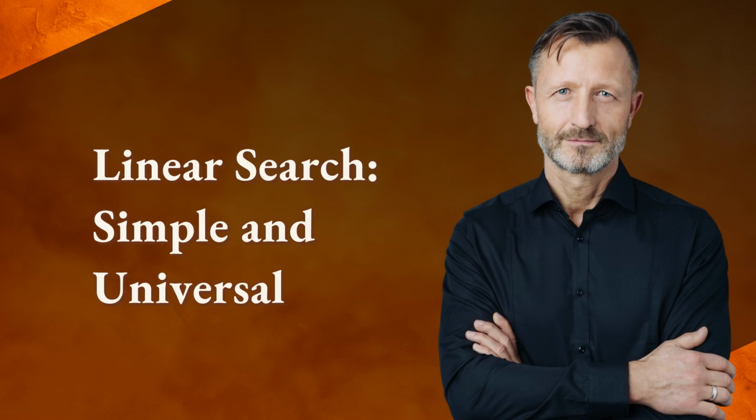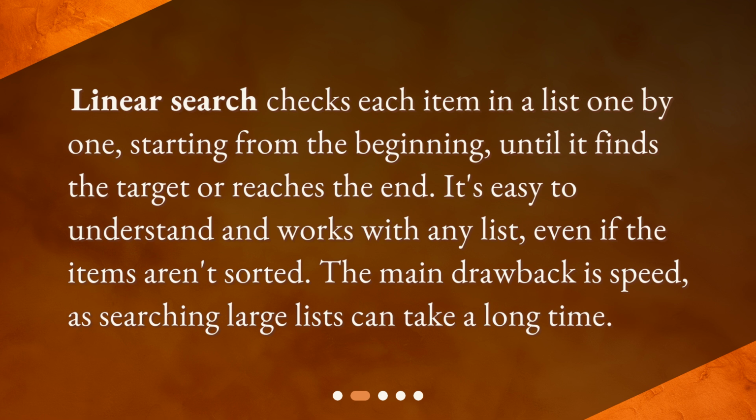Linear search, simple and universal. Linear search checks each item in a list one by one, starting from the beginning, until it finds the target or reaches the end. It's easy to understand and works with any list, even if the items aren't sorted. The main drawback is speed, as searching large lists can take a long time.